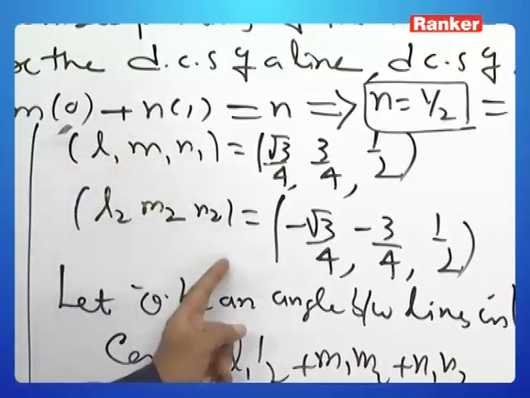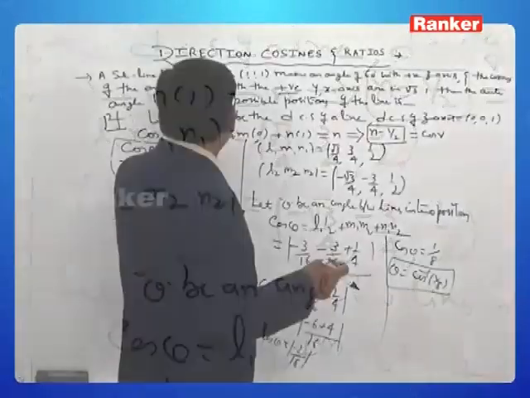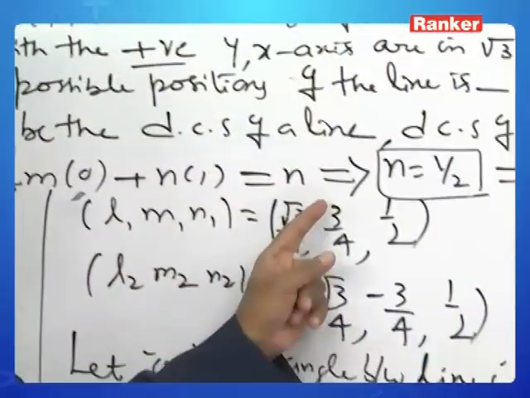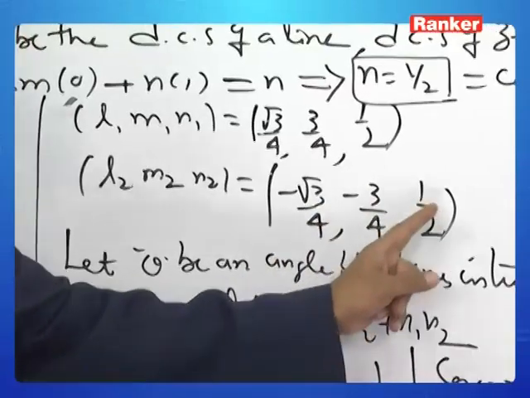Now, let L1, M1, N1 be the DCs of a line in one position, and L2, M2, N2 be the DCs of this line in another position. These are the two values for this LMN. Now, root 3 by 4, 3 by 4, 1 by 2, and minus root 3 by 4, minus 3 by 4, 1 by 2.